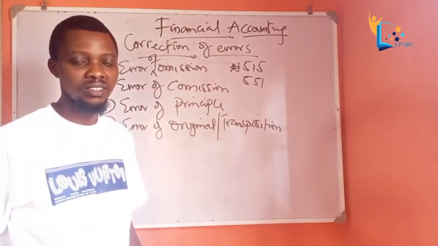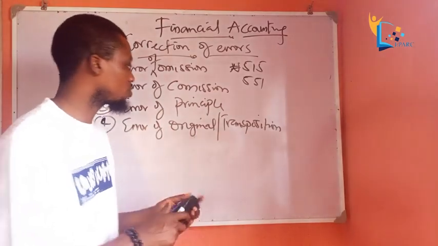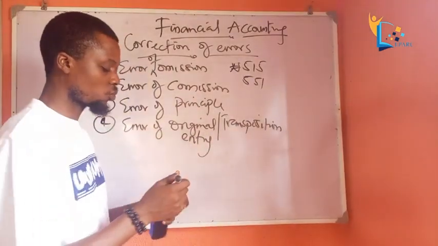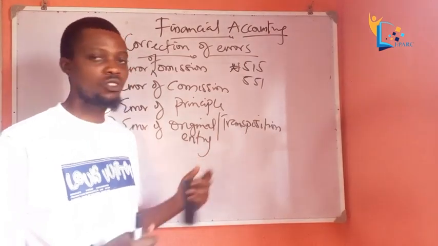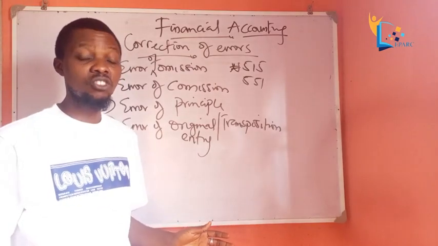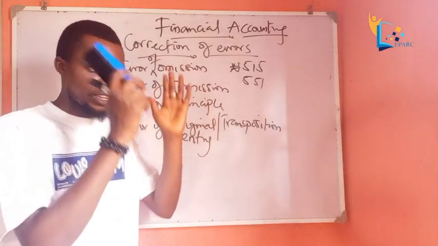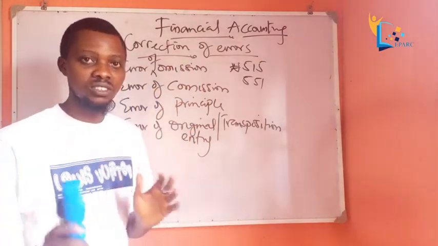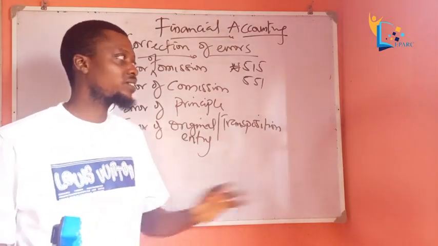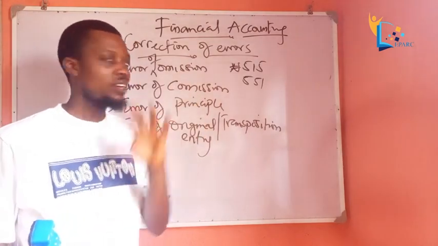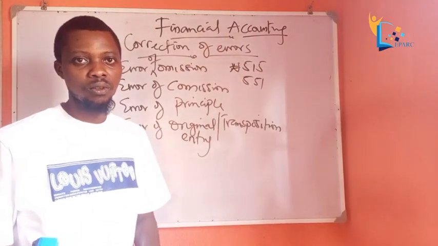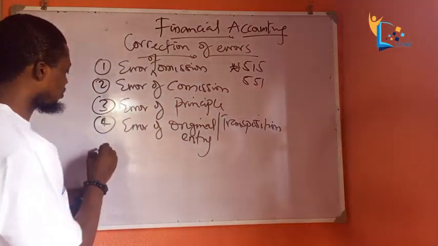It will not affect your trial balance. So that's an error of original entry. Original entry. Or transposition error. It's sometimes called transposition error. When the right amount is wrongly entered into an account, the entry is correct. The posting, whether debit or credit side, will be correct. But the only issue here is that the wrong amount is used. Instead of 515, you used 551 all through. Do you get it?